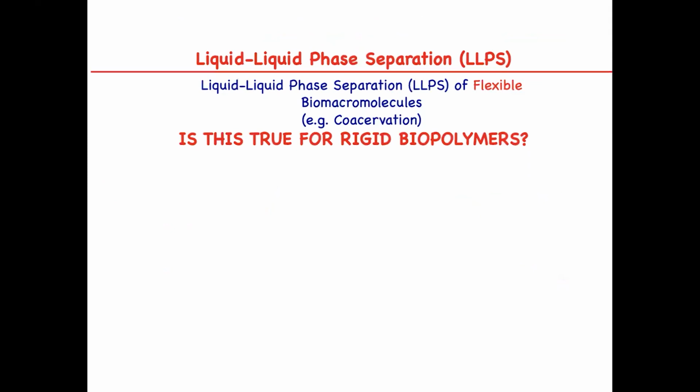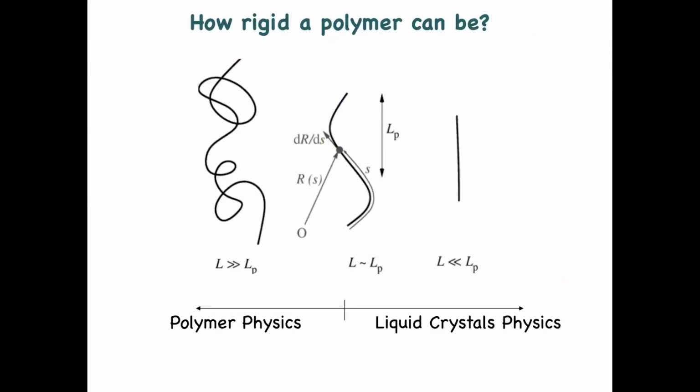Now, the question I want to address today is: is this valid for rigid biopolymers? Okay, do we have the same type of phase separation? Of course, from the title, you already understood that the answer is no. But more precisely, I should say that the answer is it depends. In fact, it simply depends on how rigid the polymer is.